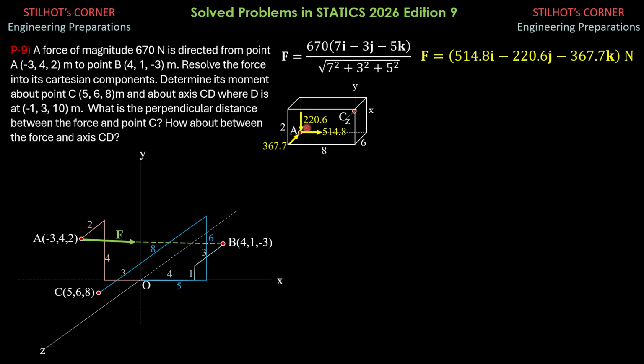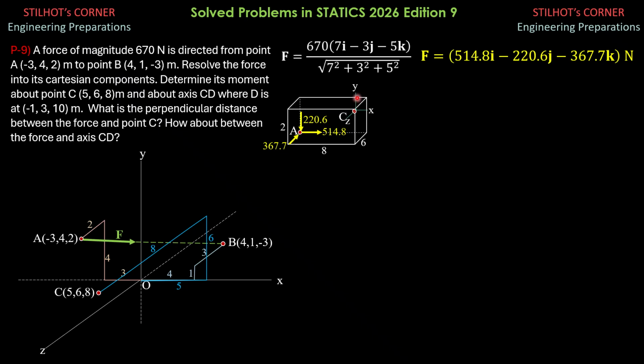to the right at A. Then we have negative 220.6, so going down, and we have negative 367.7 going backward. So this is local X. Then applying the right thumb rule, remember that the X component has no moment about the X axis, just the Y and the Z if they have distances from the X axis through C.